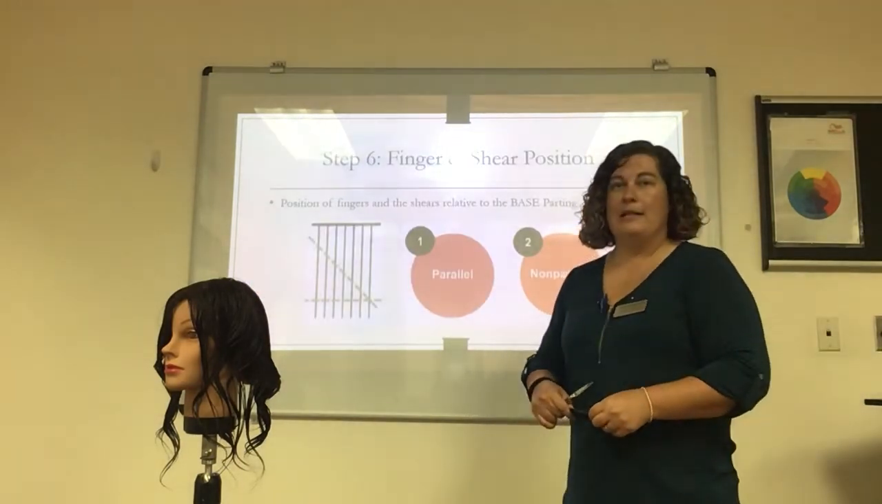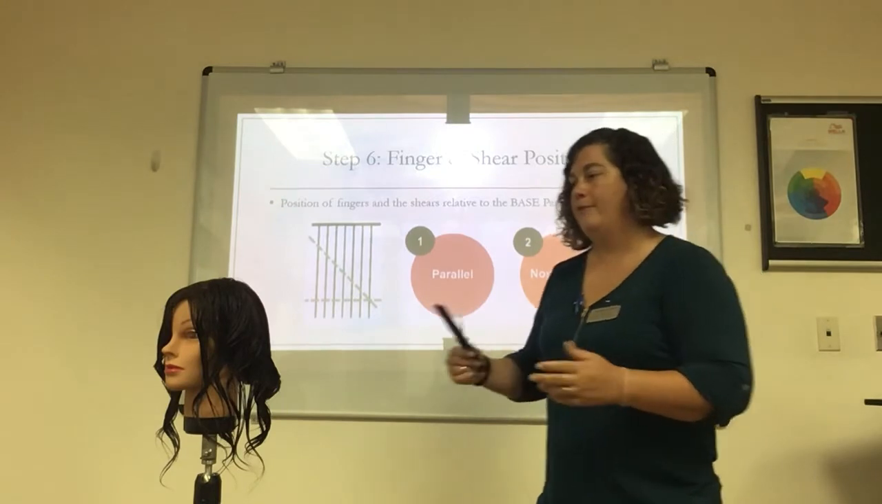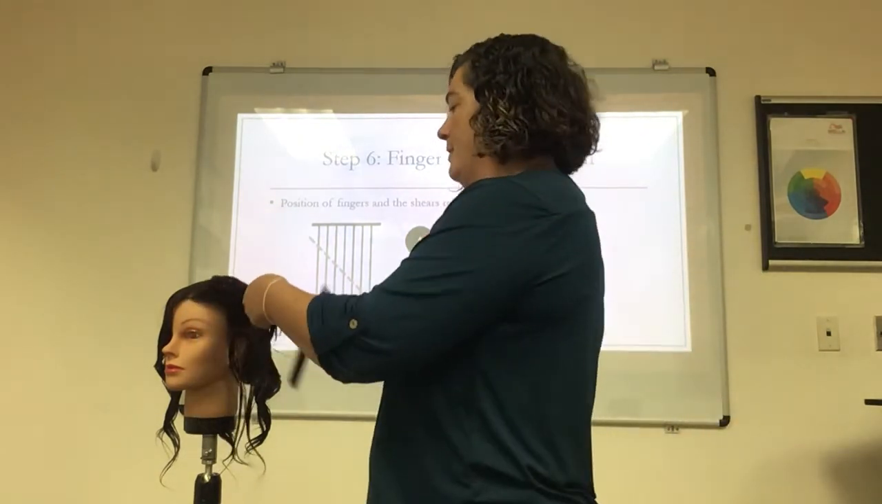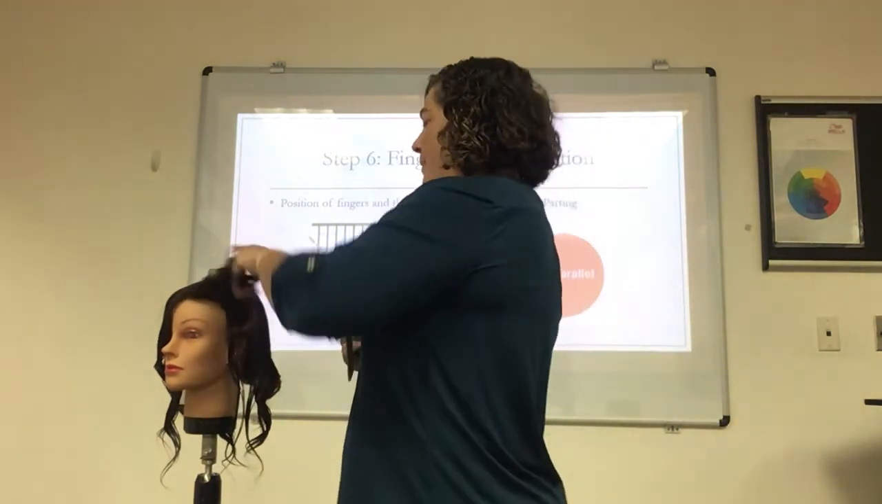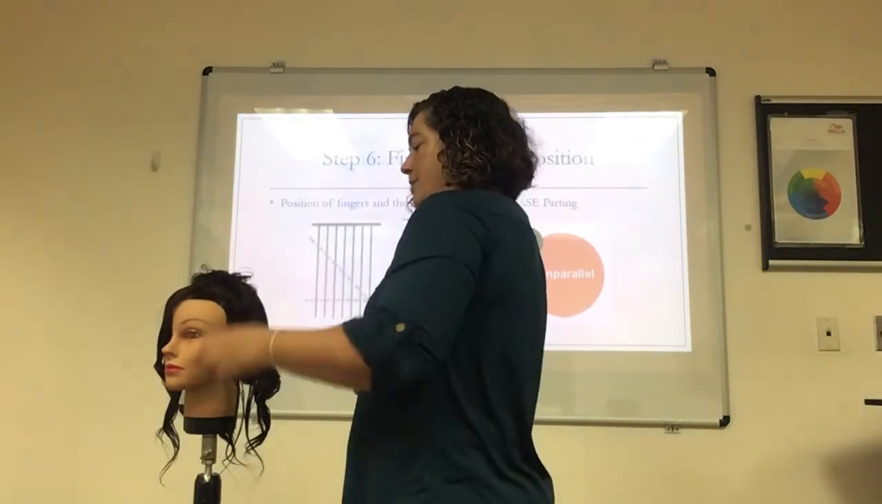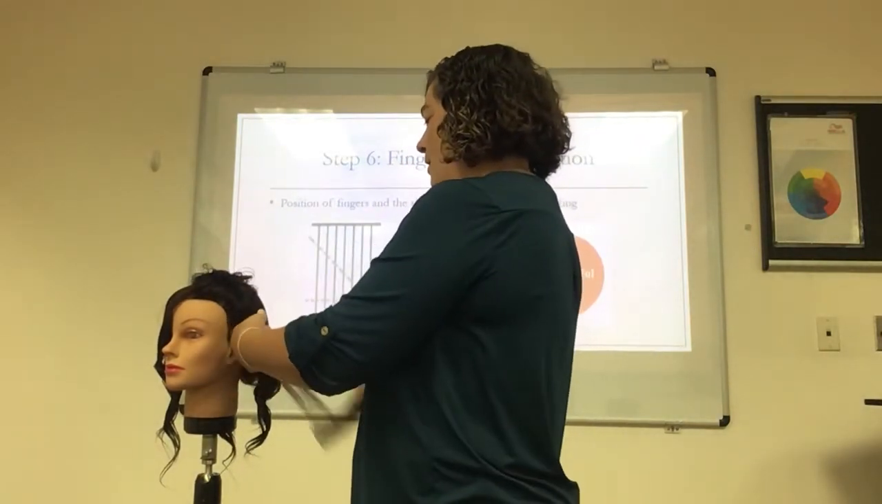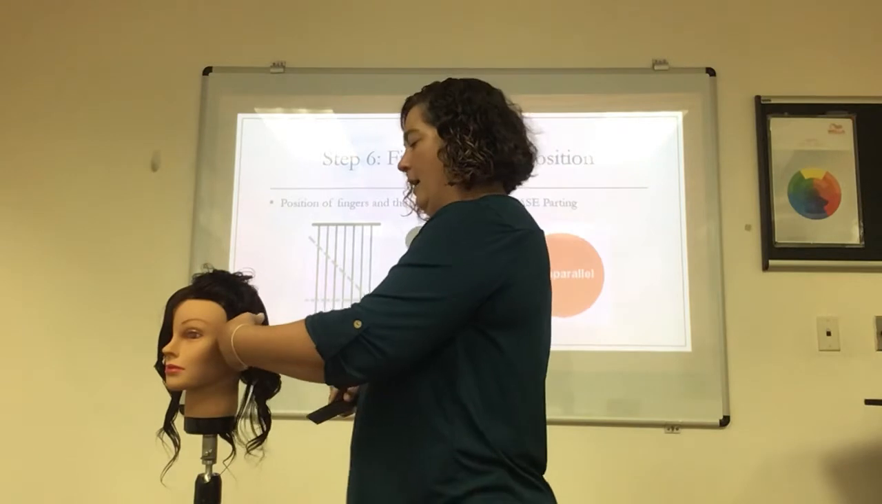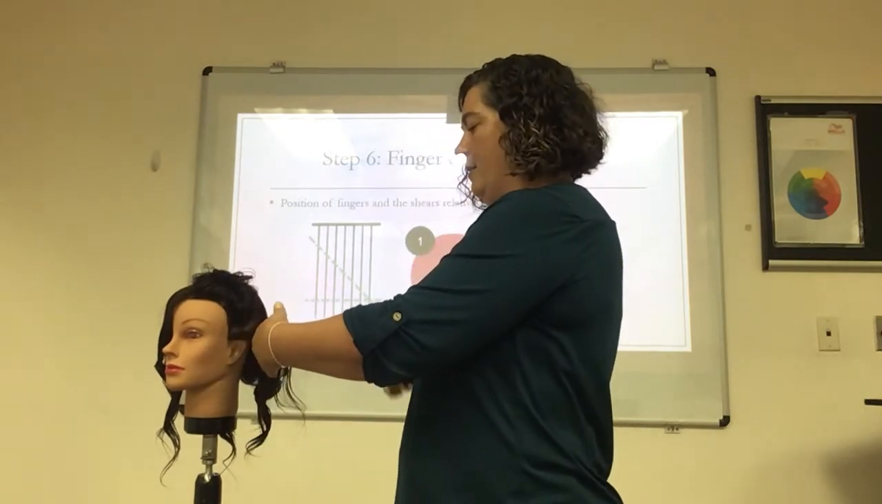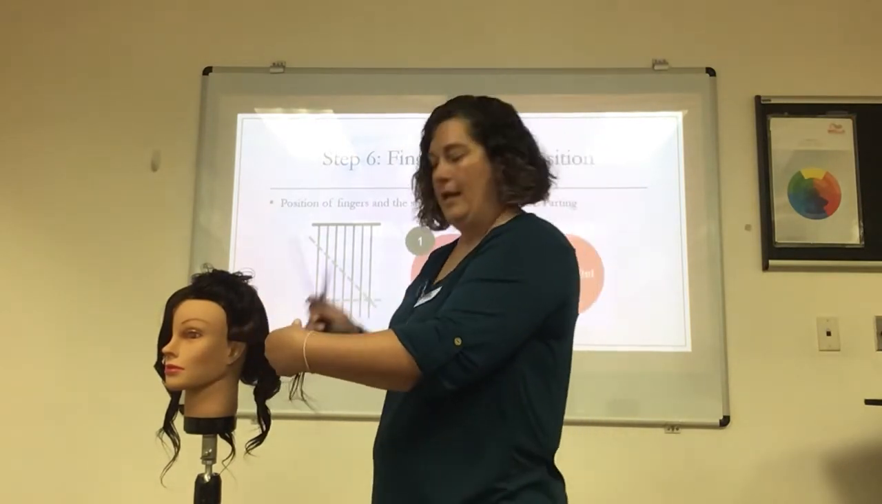Step 6 is going to be your finger and shear position. You have 2 different options with finger and shear position. It's going to be parallel, which is going to be in relation to the base parting. So if I grab the base parting and I come straight out, I'm parallel. Okay?